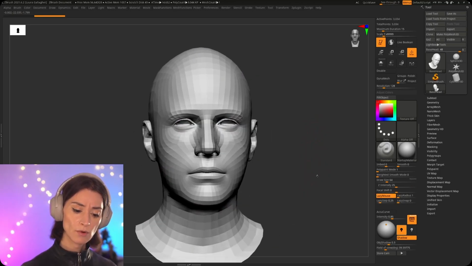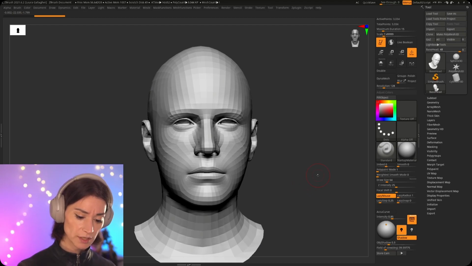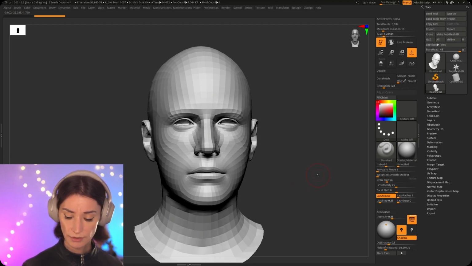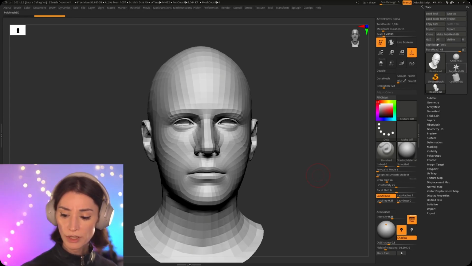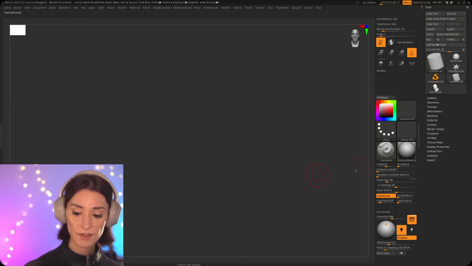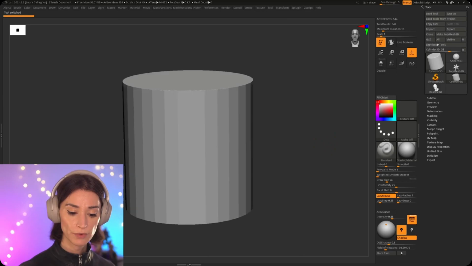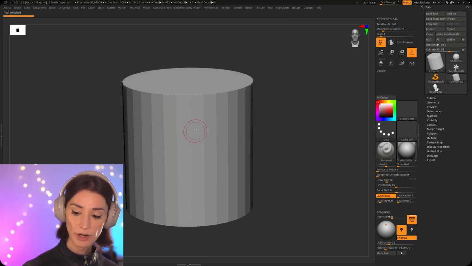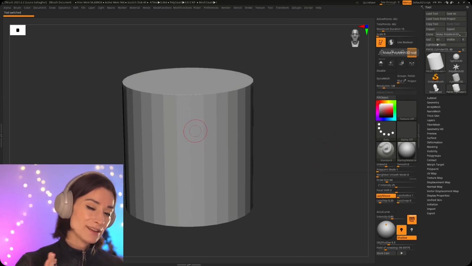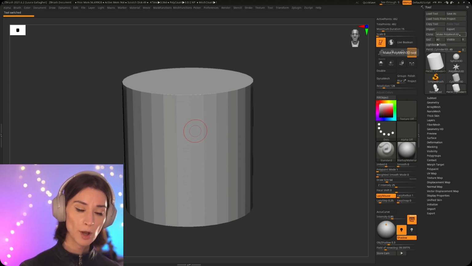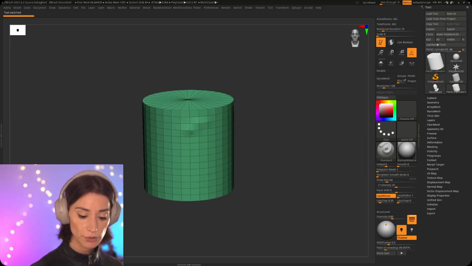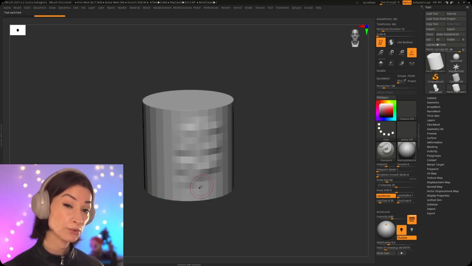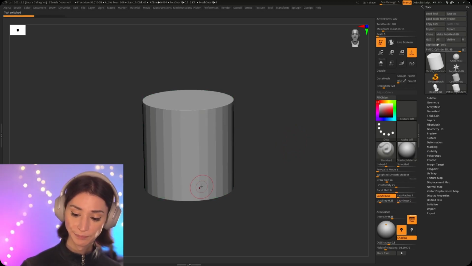But once you import something inside of ZBrush from an external program, or perhaps even if you use one of these primitives here, you're going to wind up at the same spot, right? You wind up having a low res mesh made with polygons that are usually way too low res for you to be able to really sculpt on top, right?